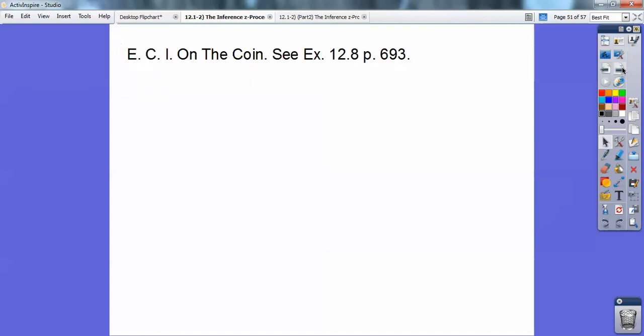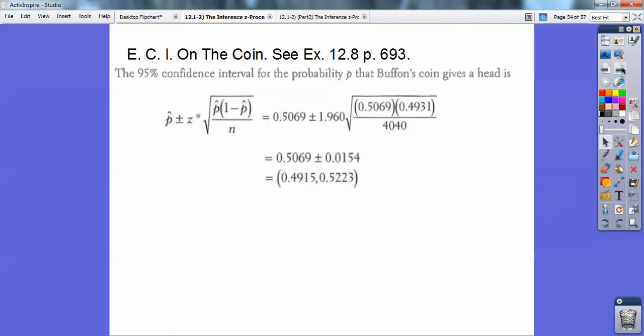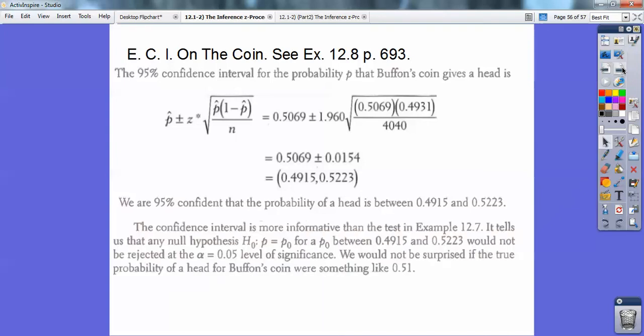Okay, here is section E, a confidence interval on the coin toss. A 95% confidence interval would be this, and that's in your calculator too. I'm going to let you find that out. Then we crank that out right there, and we get that confidence interval, and that states that we are 95% confident that the probability of heads is somewhere between 49.15% and 52.23%. So it wouldn't even be surprising if it's more like 51%. So we can't reject that null hypothesis.